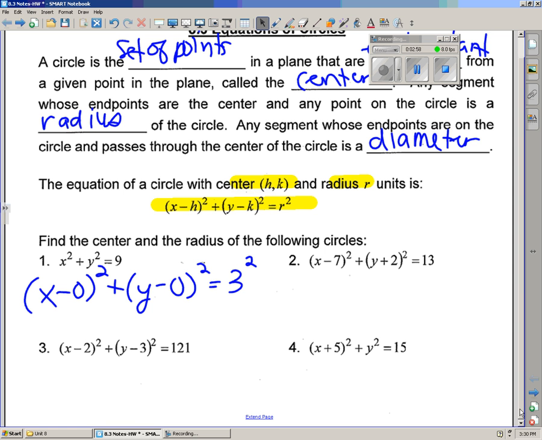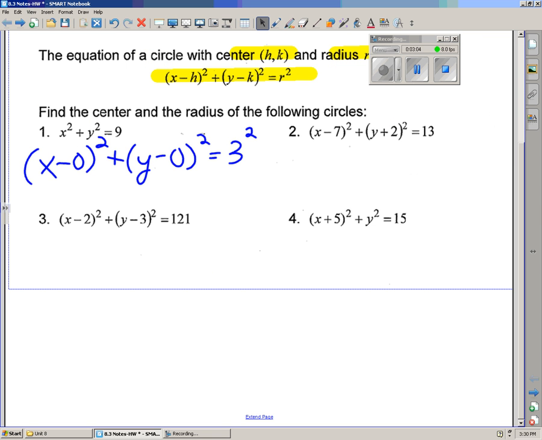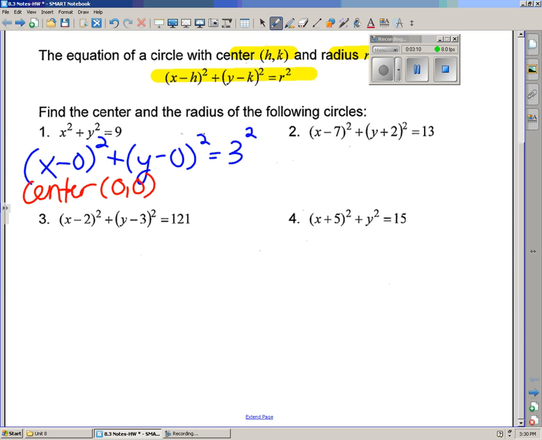When you start pulling out the h, the k, and the r, you're going to say the center of my circle is going to be (h, k), which is (0, 0), and my radius is going to be 3, the square root of 9.